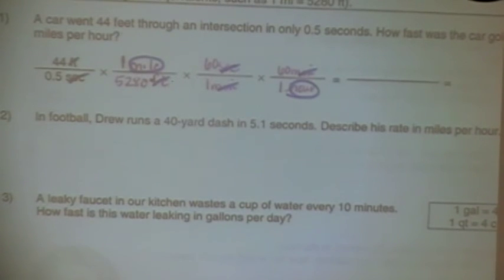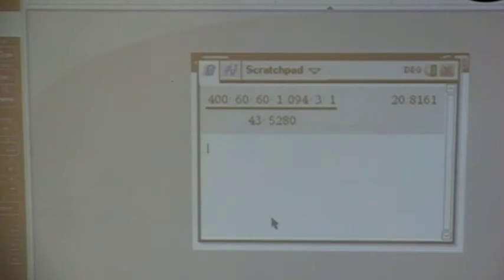So now I'm going to plug it all into my calculator at one time. That way it doesn't make any mistakes. Big fraction bar. 44 times 60 times 60. Miles per hour. Everybody good?